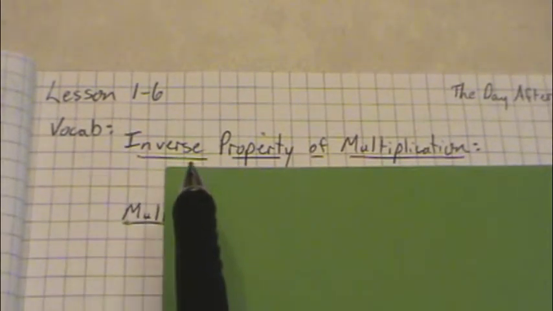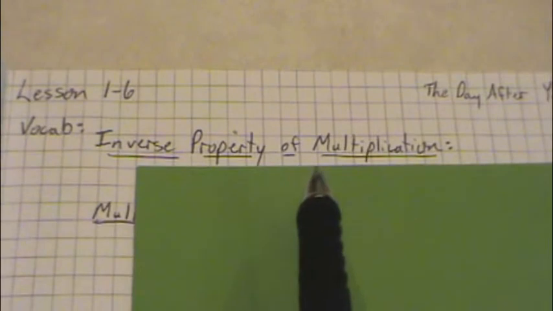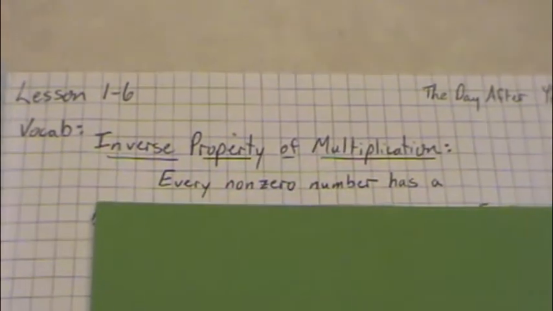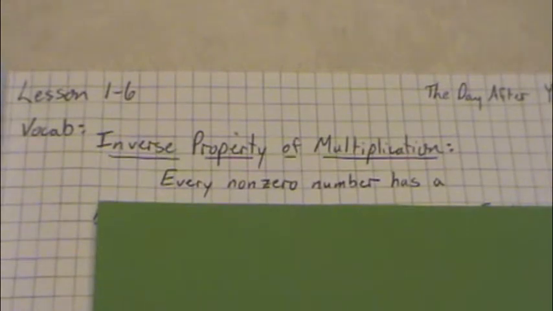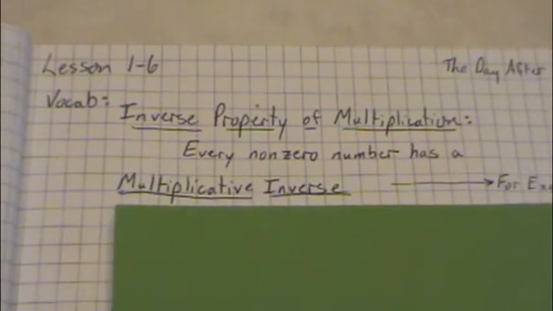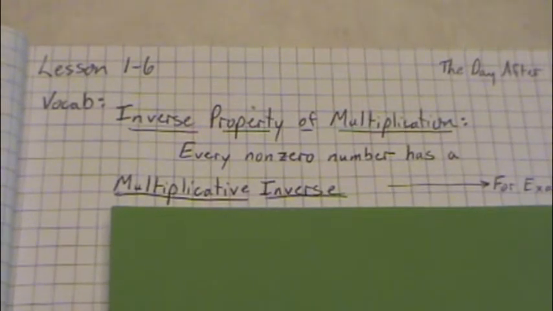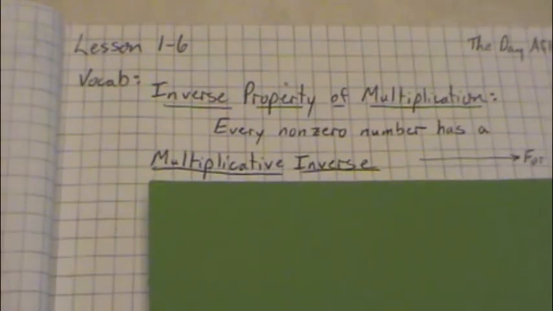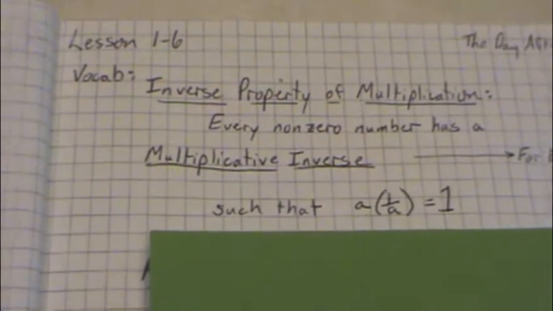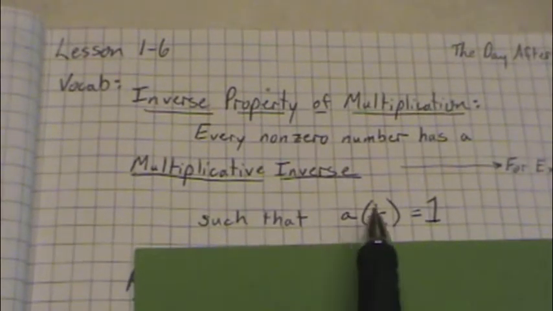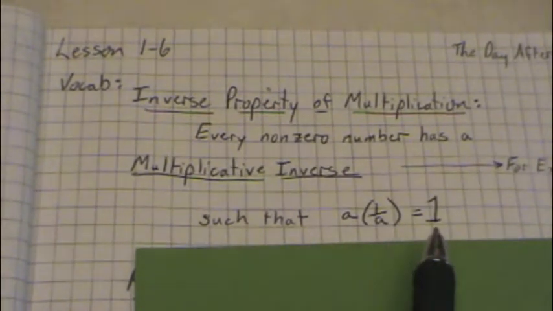Under vocabulary, go ahead and put inverse property of multiplication. All that is, every non-zero number has a, and this is your next vocabulary word, multiplicative inverse. Every non-zero number has a multiplicative inverse, and I'll come back to what that is, such that that number a times 1 over a equals 1.